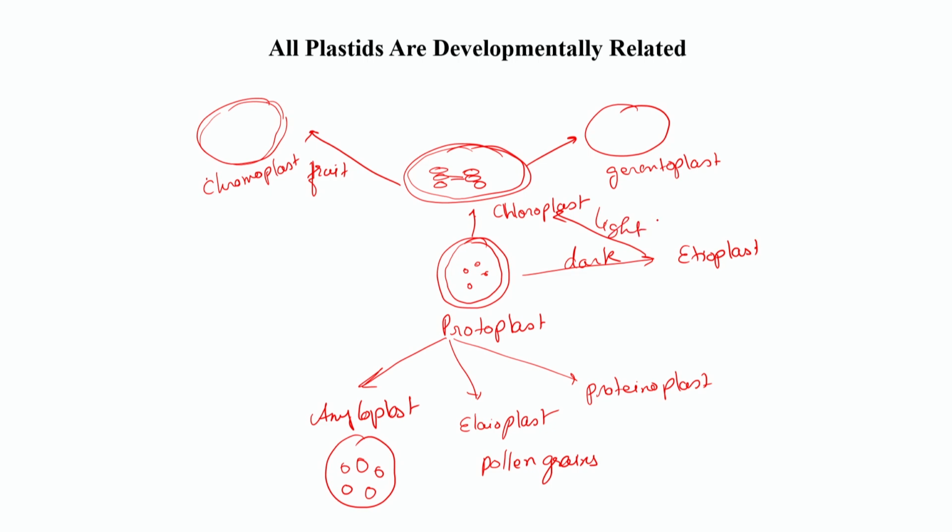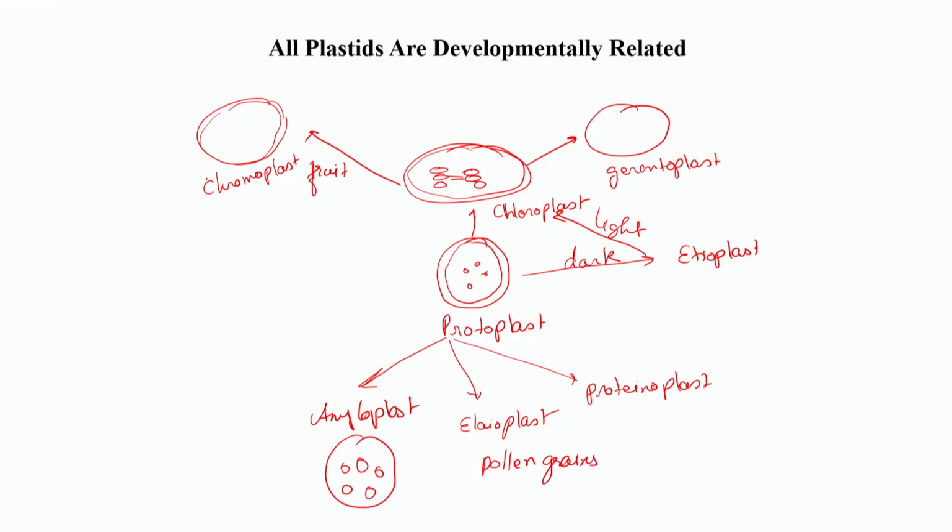So basically all plastids are developmentally related and they could be converted into other forms of plastid depending on the requirement of the plant. So for today I will end my lecture here. Many of the other organelles are there which we will cover in our next lecture.